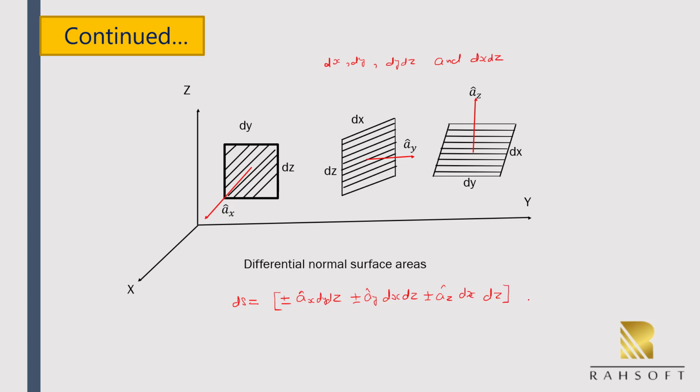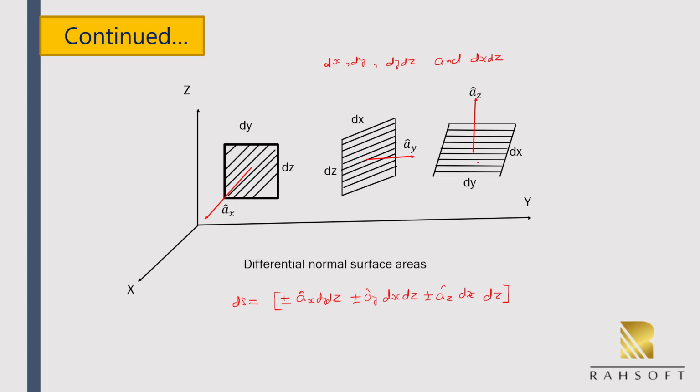So let us consider this figure in which I have drawn three surfaces with their normals. You can see here the differential surface dy dz, and unit vector ax is normal to that surface. Then the differential area dx dz, this plane has the normal unit vector ay. Then differential surface area dx dy, and unit vector az is normal to that surface.